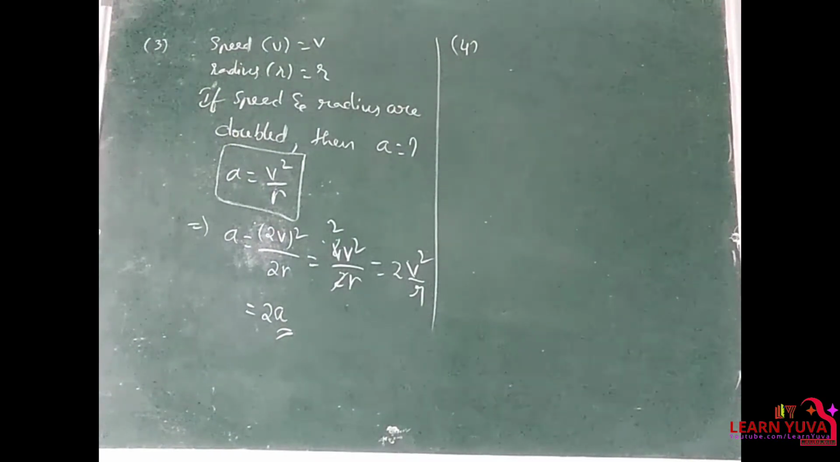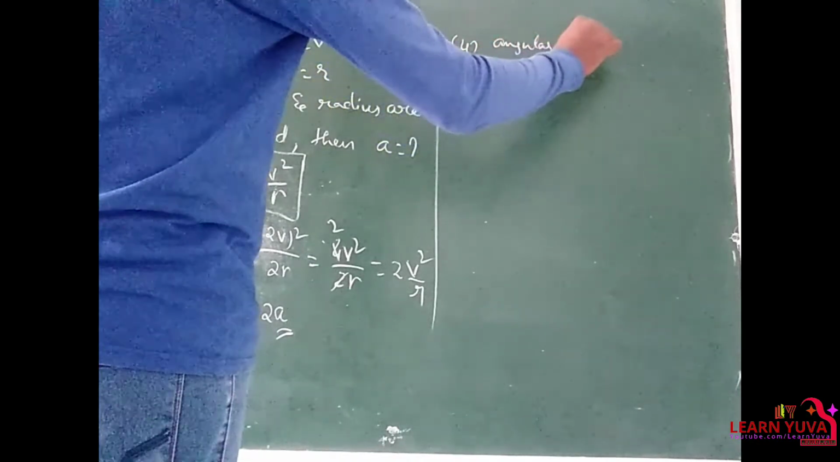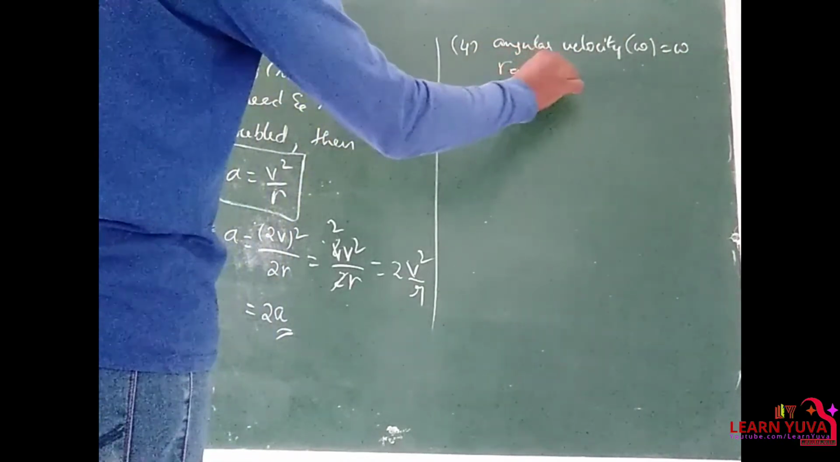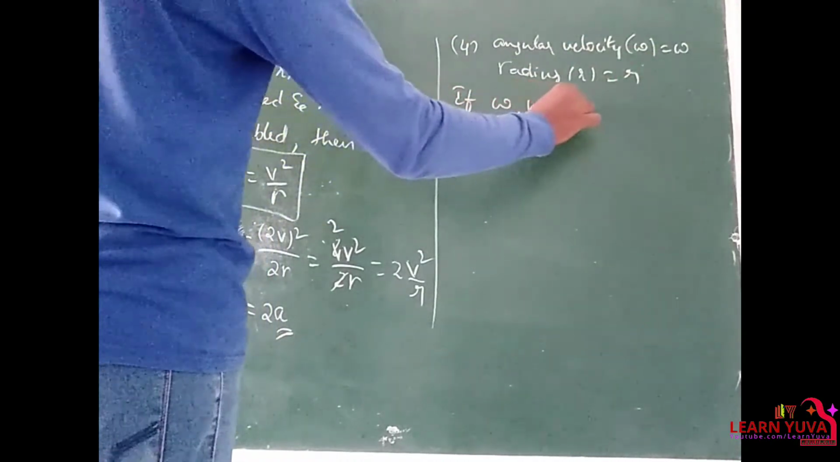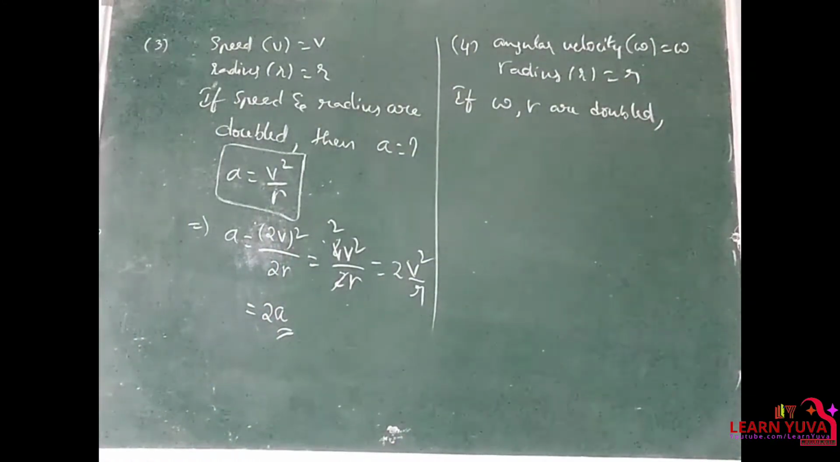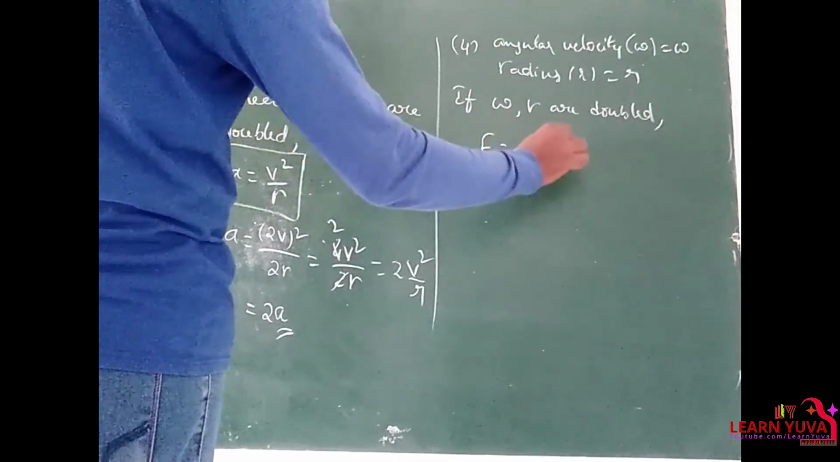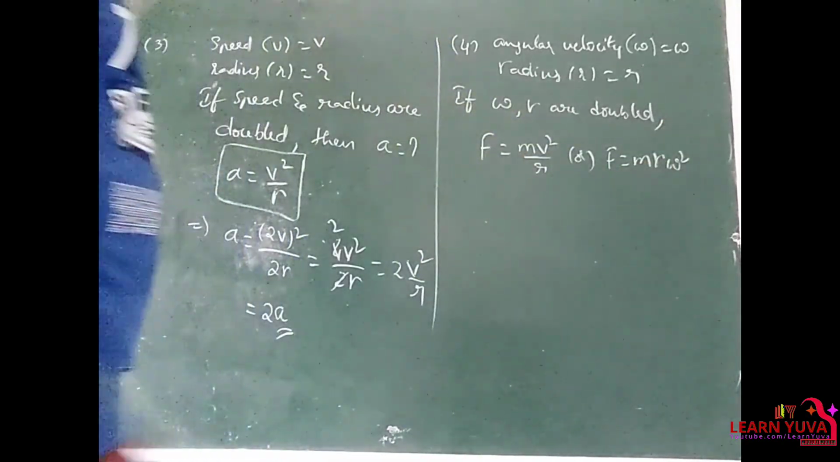If the angular velocity of a body and radius are doubled, angular velocity is equal to omega and radius is equal to R. If omega and R are doubled, then the question is, what is the centripetal force? Then centripetal force F is equal to formula F is mv square by R, or F is equal to mR omega square. We have to use this formula.